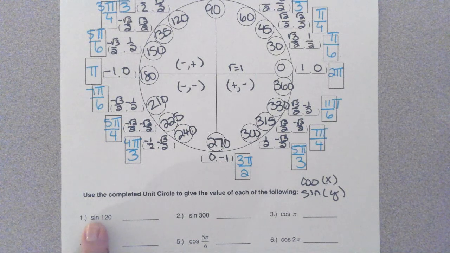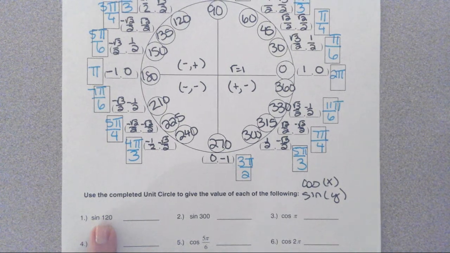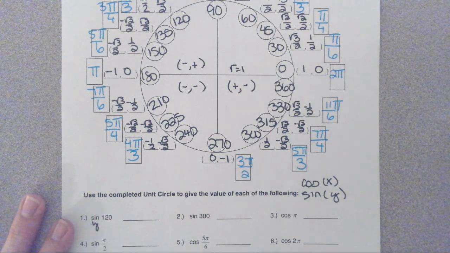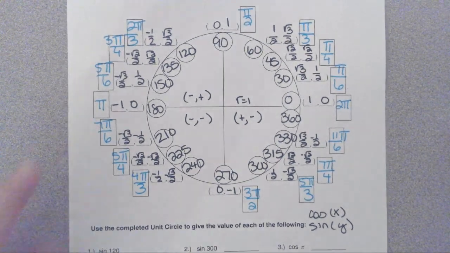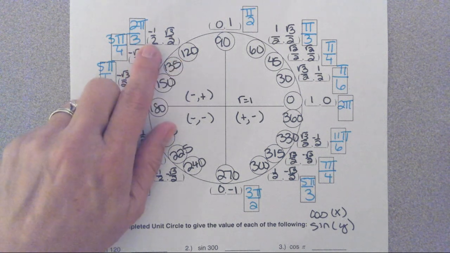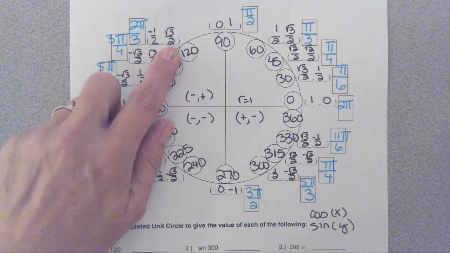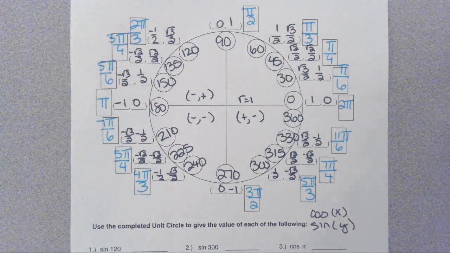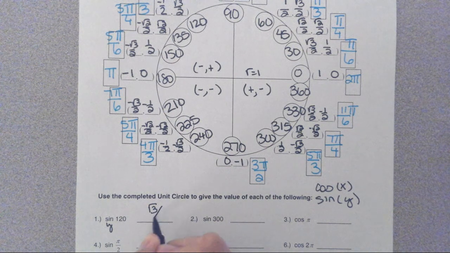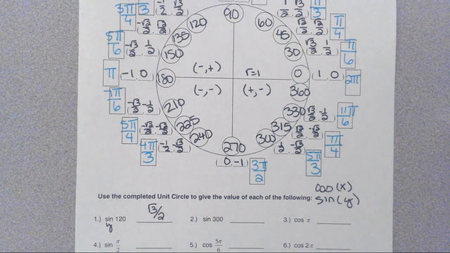Number 1 says to find sine of 120 degrees. So the first thing I have to remember is that sine is my y, and then I go find 120 degrees on my circle, which is right here, and I want the y value. Well, x is negative 1/2, and y is positive square root of 3 over 2. So my answer for sine of 120 is positive square root of 3 over 2.